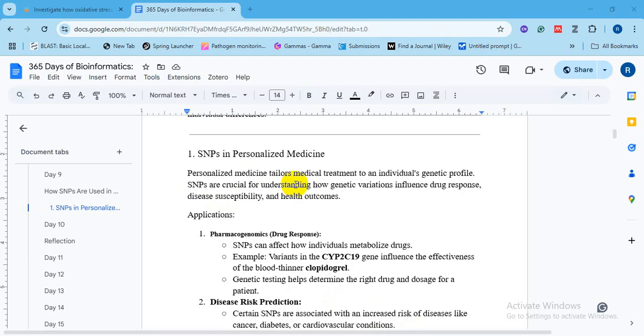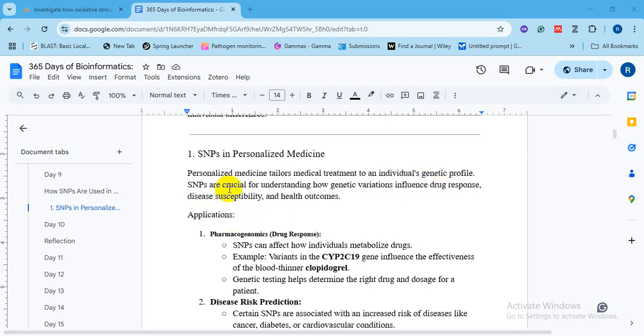It is something I love about ChatGPT. It defines whatever vocabulary it uses, so it ensures that you flow with it in the study. Personalized medicine is a medical treatment tailored to the individual. Tailored according to what? According to the individual's genetic profile.